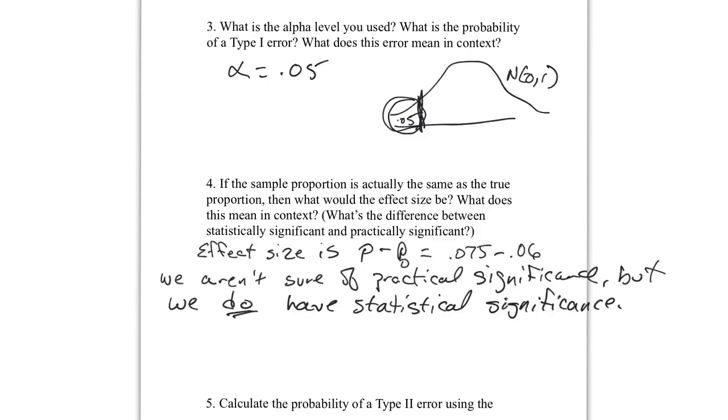Okay, so the effect size here is p minus p naught. So the true p is what our p hat was. That's what we're assuming is true.